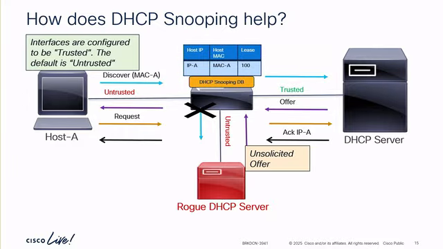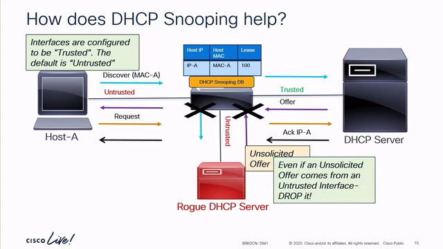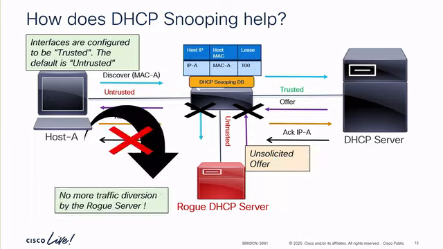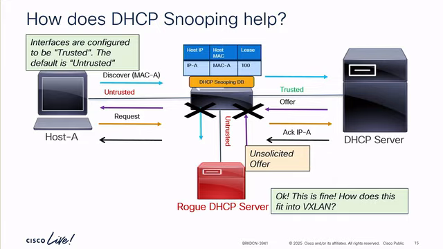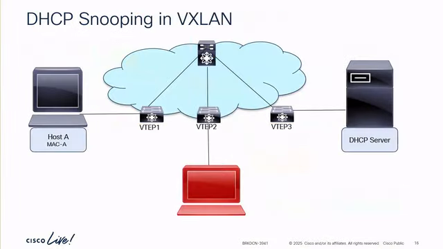And one last point, what if an unsolicited offer comes from the rogue switch? Even in that case, because I've turned on the DHCP snooping feature on the switch, it does not take up the offer because it came on an untrusted interface. So that's the advantage of having this, saying that, you know what, now no more diversion to the rogue DHCP server, which was there in the first place. Yeah? We have prevented that. Okay, all this is fine. How does it fit into VXLAN, right? So that is what we are going to see right now.